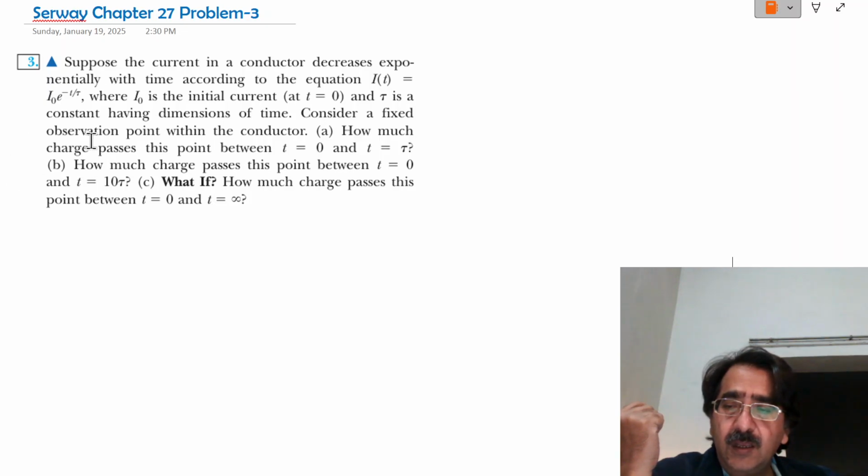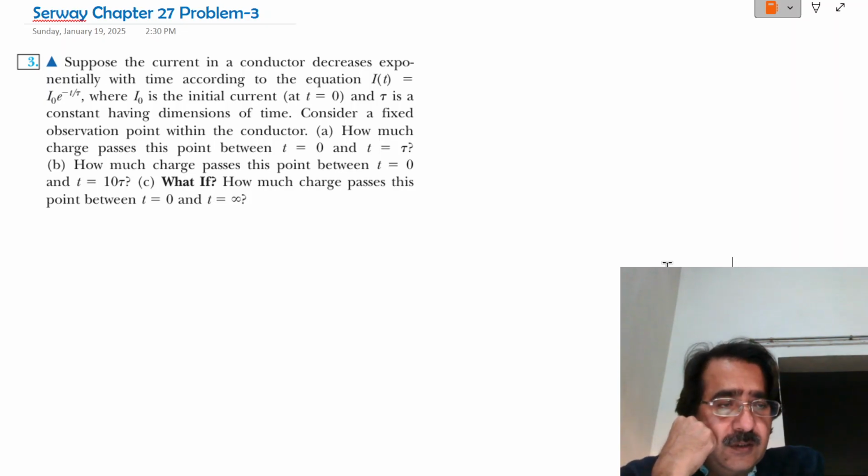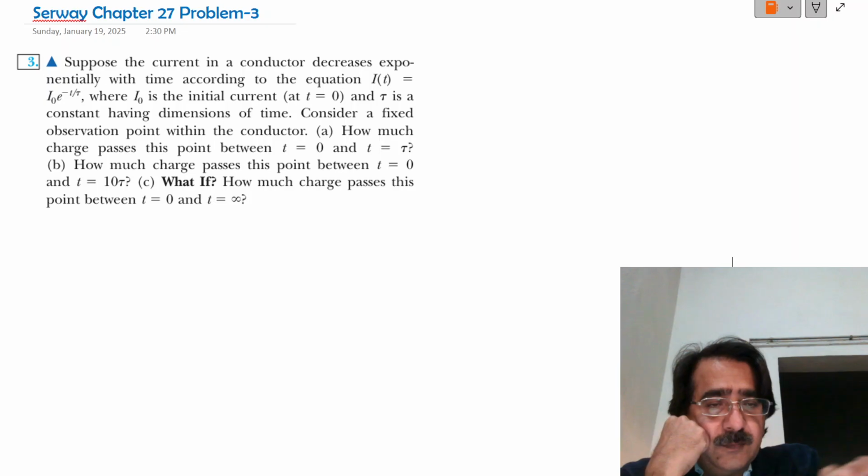Consider a fixed observation point within the conductor. How much charge passes through this point from t equal to 0 to t equal to tau? Then if time is equal to 10 times tau, and if the time is infinity.